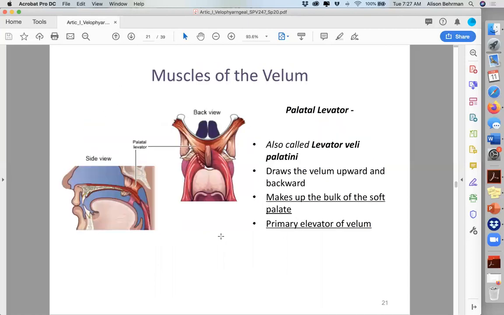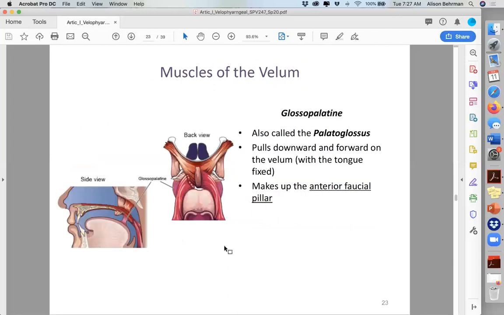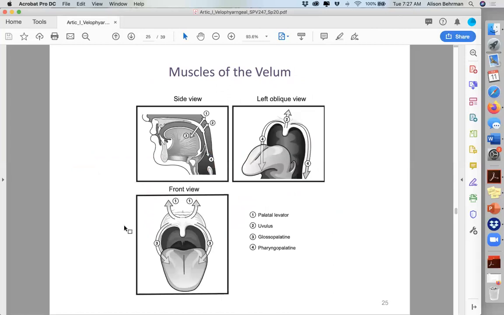All right, so each of the velar muscles is shown and described in slides 21, 22, 23, and 24. Slide 25 shows a diagram of how the contraction of each muscle acts upon the velum.